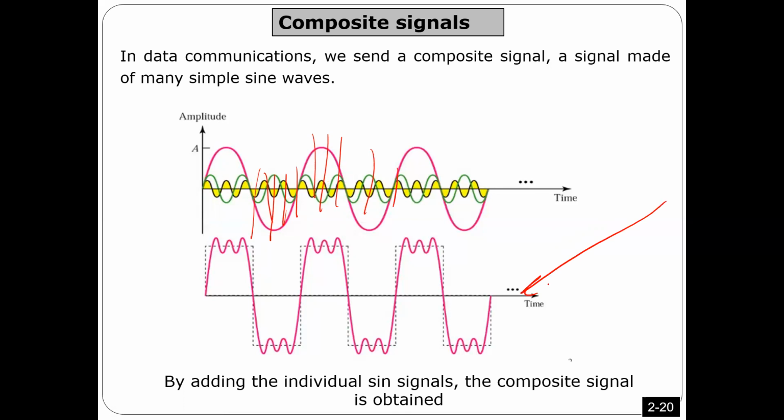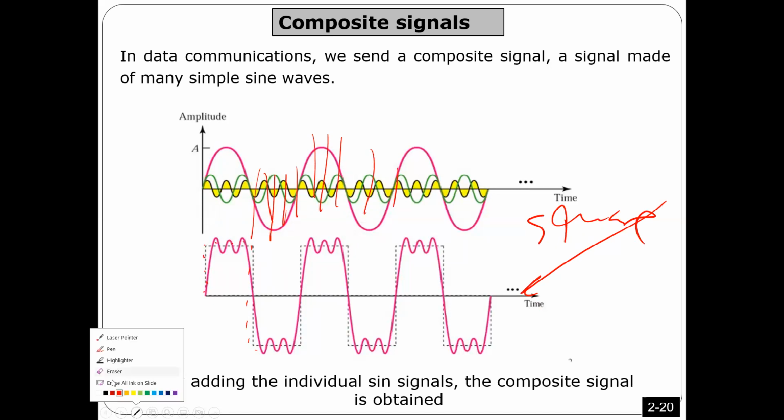Is that okay? One more thing you should understand. Can you see the dotted signal here, which is a square signal? You can see it here. Why did I make it this way? I'm going to tell you why. Please understand what I'm going to say right now.